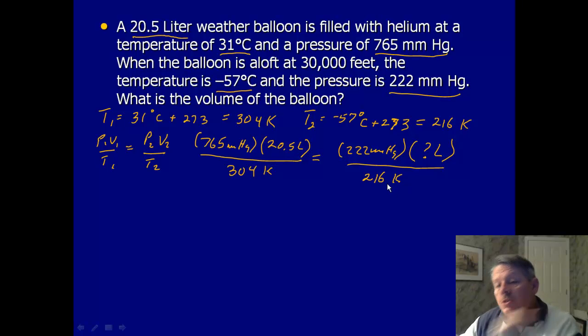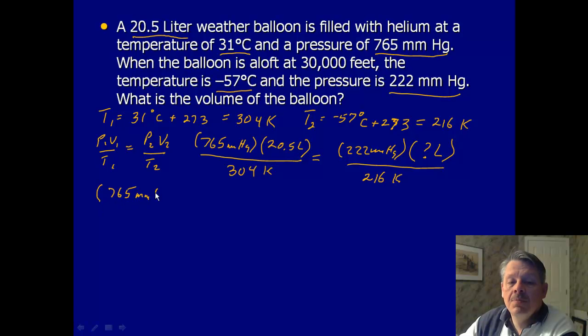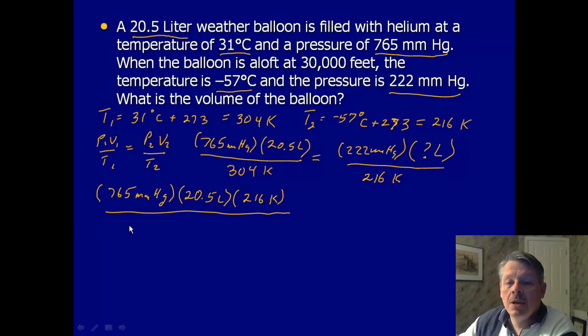This should just be a plug and chug in your calculator. You're going to be doing cross multiplication. These 2 things up here times this temperature down here, divided by what's left. So I'll write that out: 765 millimeters of mercury times 20.5 liters. Now, guys, I realize this takes time, but there's a reason I'm doing it. I'm not doing it for my health. I'm doing it to make sure I get my answer right. So I multiply those 3 things and divide by 304 Kelvin, divided by 222 millimeters of mercury.